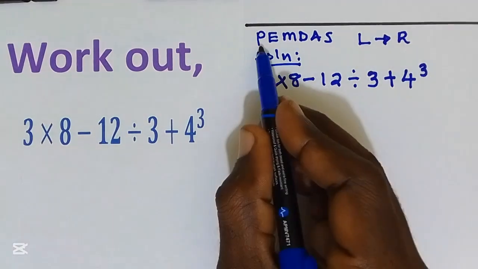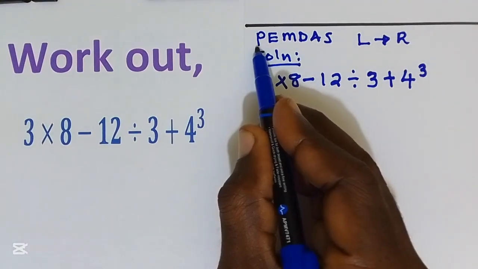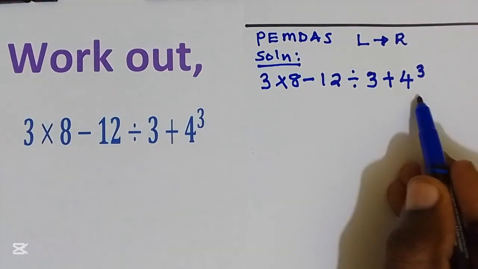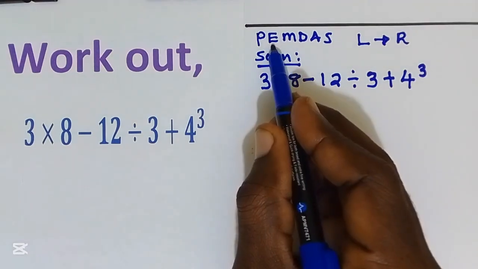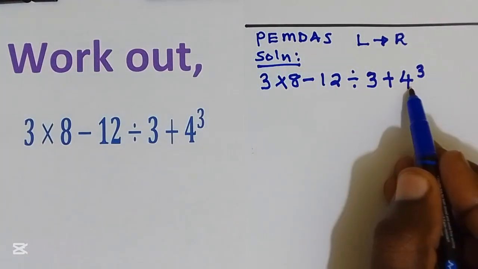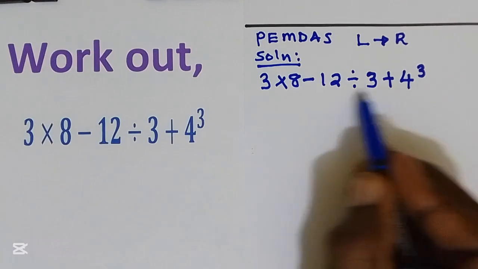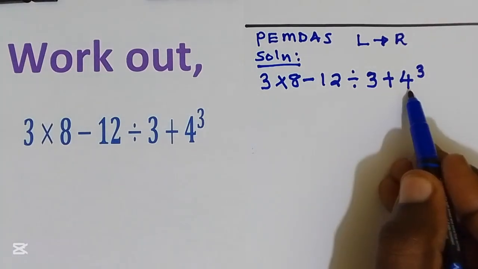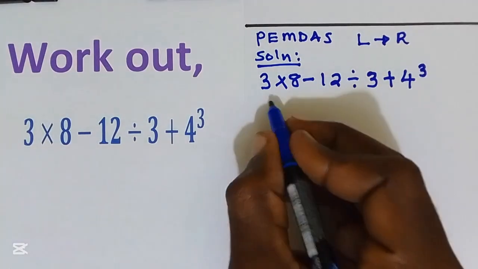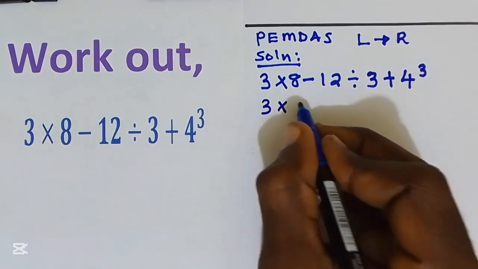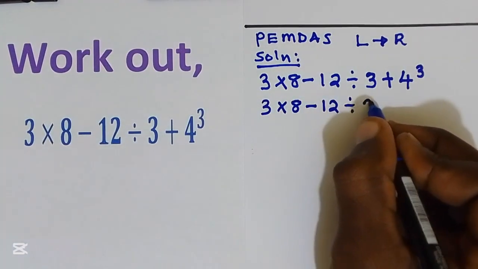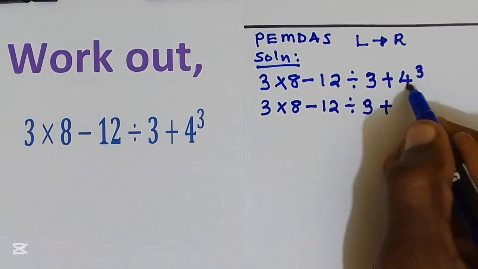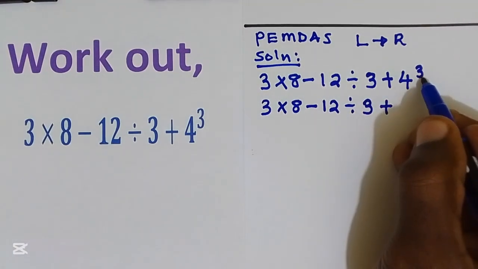According to PEMDAS, we are supposed to start with parentheses, and in our question, we don't have any parentheses. Then we're supposed to work with exponents. We have an exponent here, 4 cubed, so we are going to copy the rest, and then we are going to work on the exponent. 4 cubed is equal to 64.